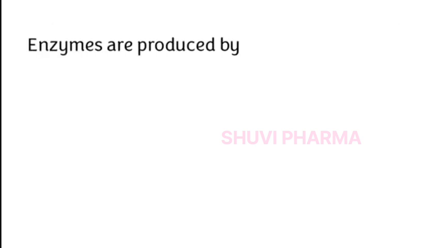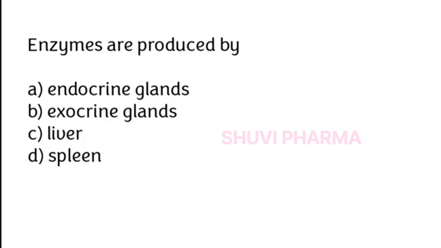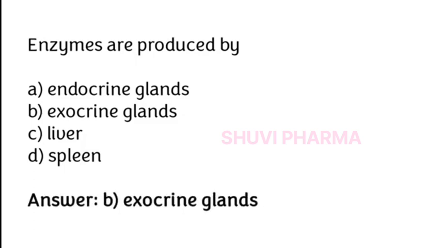Enzymes are produced by endocrine glands, exocrine glands, liver, spleen. The correct answer is option B. Enzymes are produced by exocrine glands.